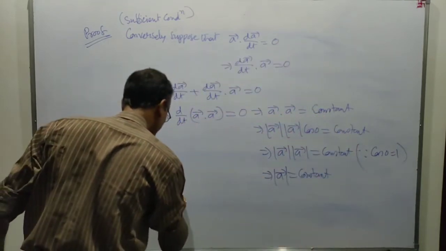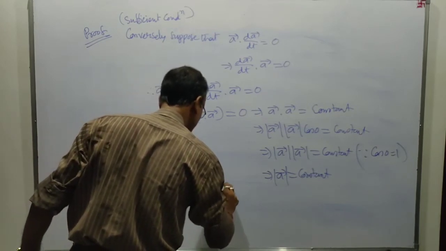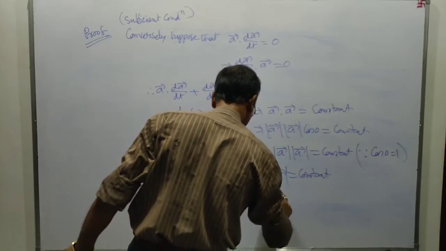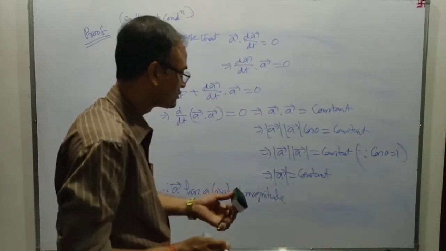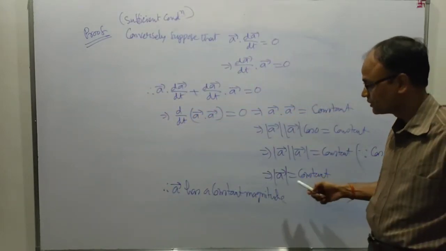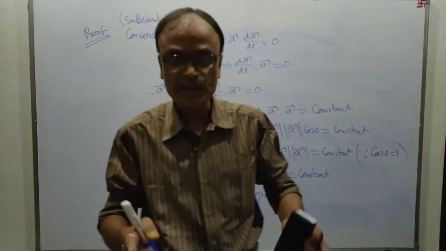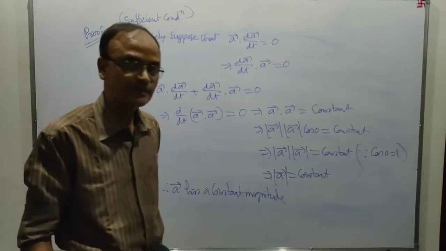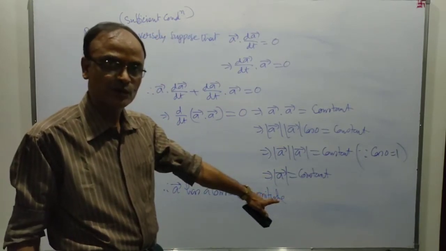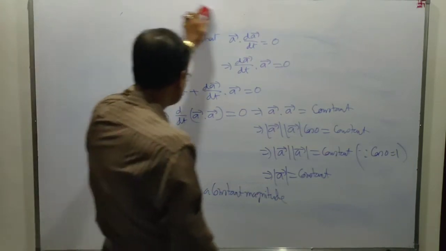Therefore, A vector has a constant magnitude. It means that the modulus of A vector, meaning the magnitude of the vector A vector, is equal to a constant. We have proved theorem number 4. It is very easy.